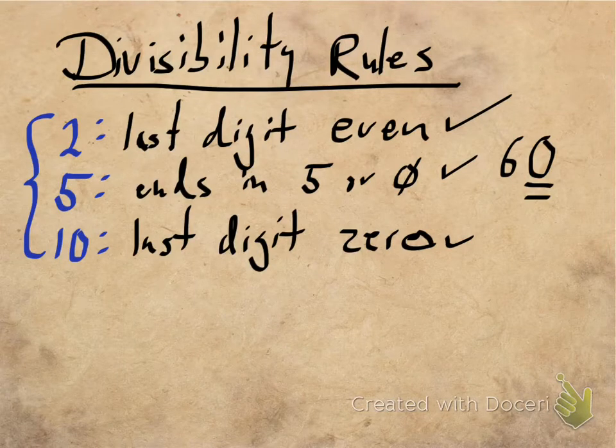So once again, to reiterate, 2, 5, and 10 are all in blue because what they have in common is all we do is look at the last digit. So some really crazy number like 52,362, it ends in a 2. Therefore, it's divisible by 2.